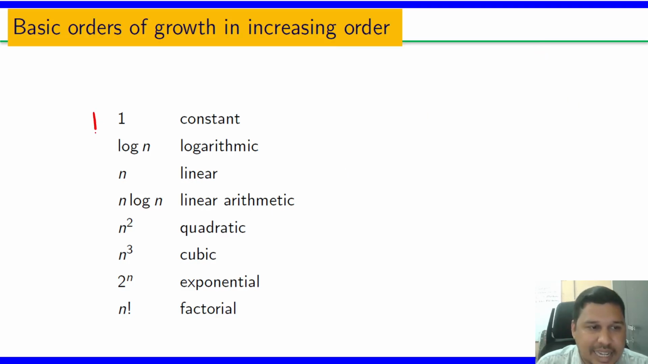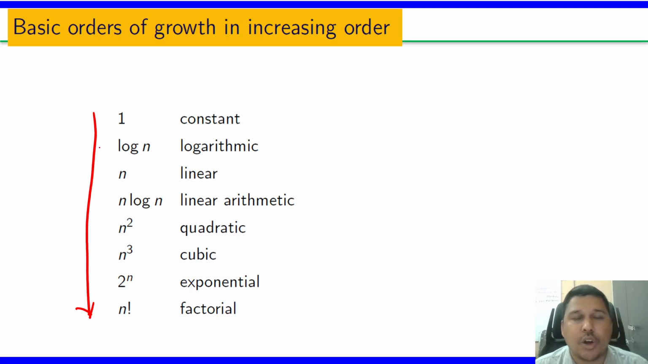So this is in the increasing order of their complexity. The complexity of a program increases as its order of growth increases. Is it clear? Right, 1, then log n, then n log n, then n square, then n cube, 2 power n, n factorial. In this way we have different orders of growth.